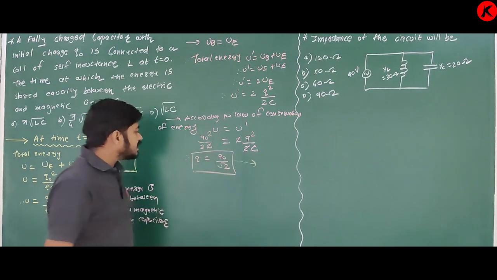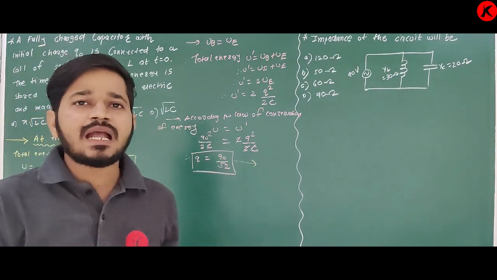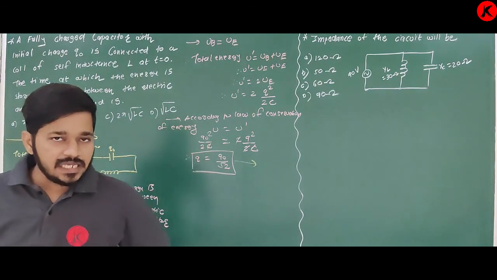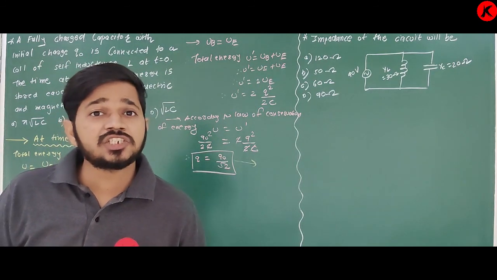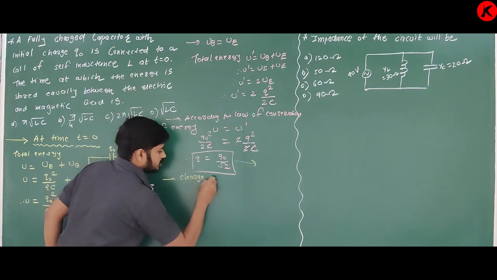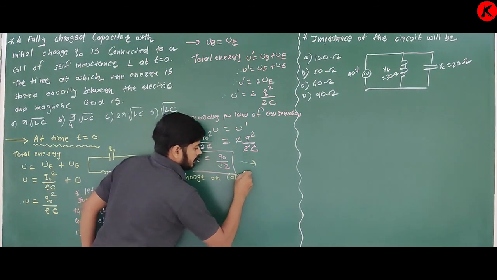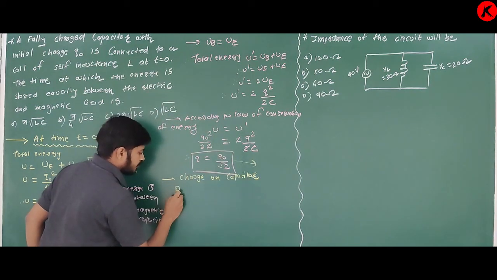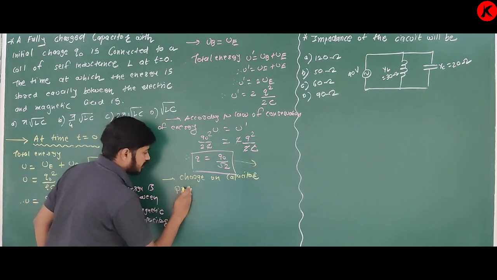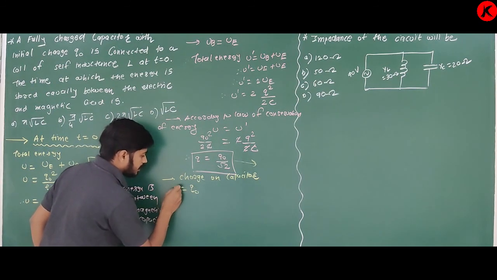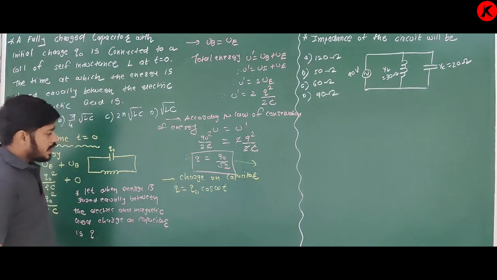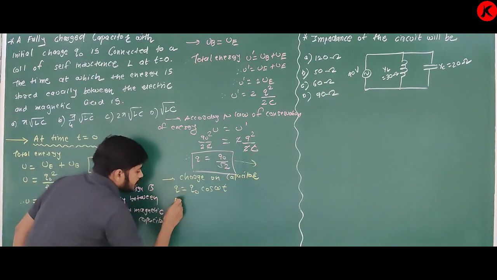When energy is equally stored between inductor and capacitor, what is the charge on the capacitor? The charge on the capacitor is Q0 upon root 2, meaning initial charge upon root 2. Now we know the charge on the capacitor has the equation Q = Q0 cos omega t. In this equation you have to replace Q.